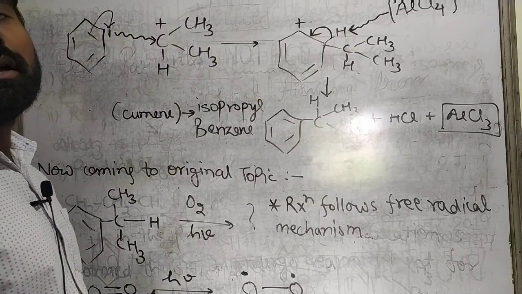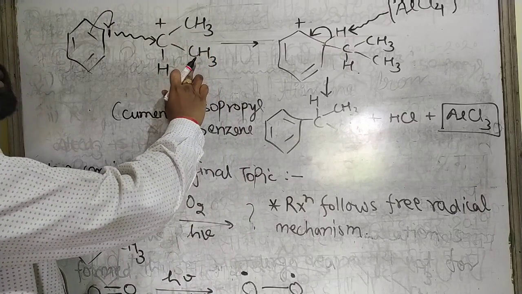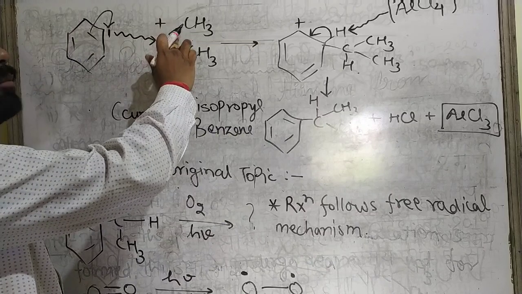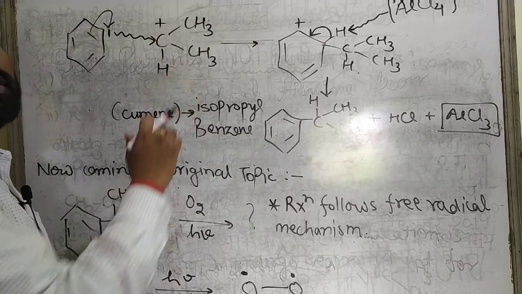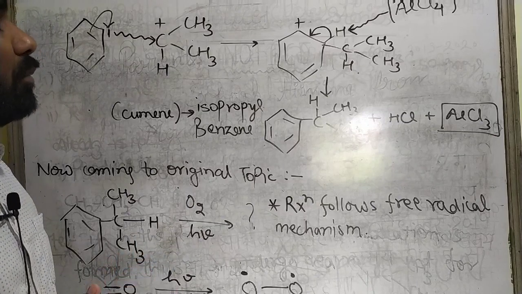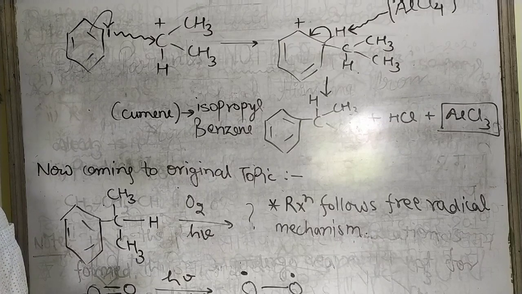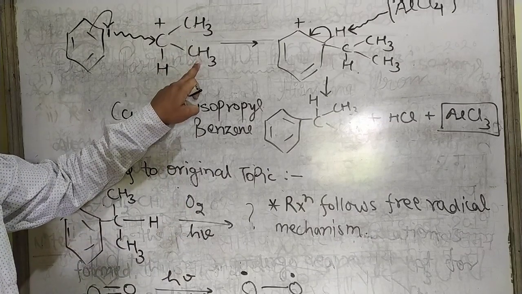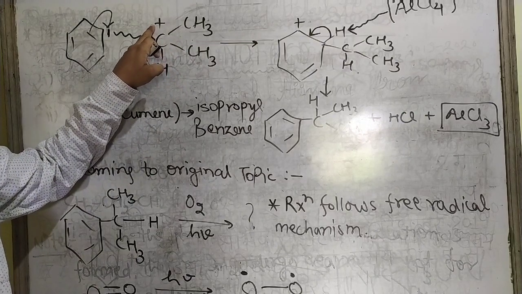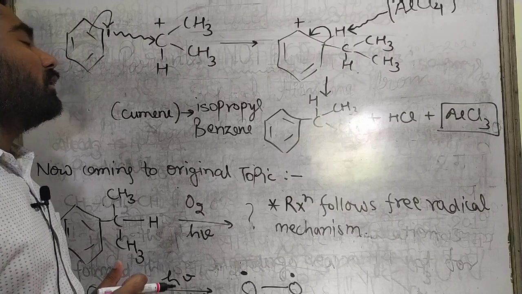Due to plus I effect, electrons are repelled towards another group from the alkyl group. The groups which donate electrons or which repel electrons from itself show plus I effect. So alkyl groups show plus I effect, due to which the positive charge present on this carbon will get reduced. That's why it will get stabilized.